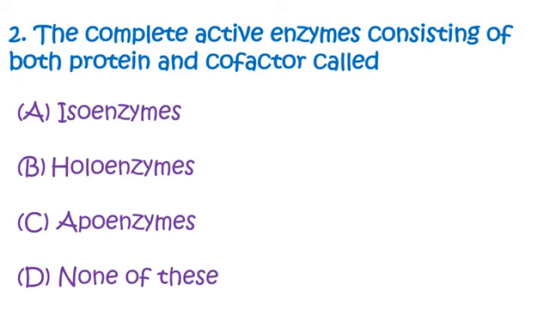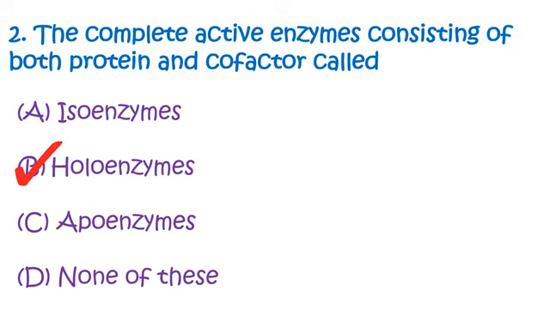Question number 2. The complete active enzymes consisting of both protein and a cofactor is called as. Options are option A, isoenzymes, option B, holoenzymes, option C, apoenzymes, option D, none of this. And the correct answer is option B, holoenzymes.